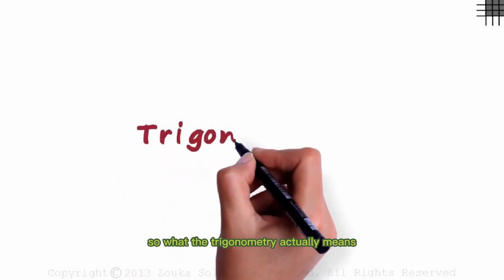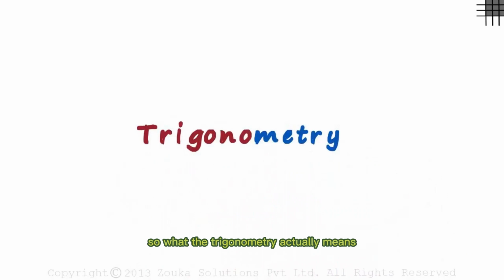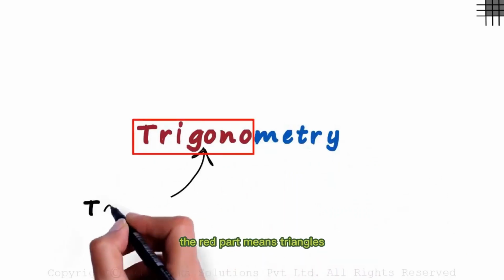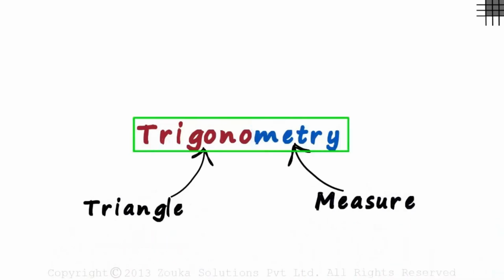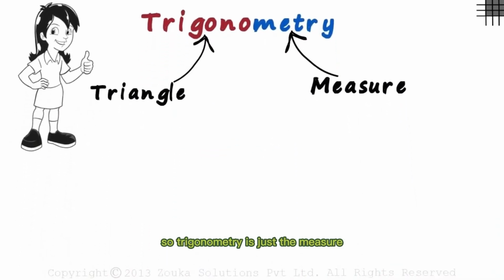So, what does trigonometry actually mean? The red part means triangles and the blue part means measure. So, trigonometry is just the measure of all the things possible in a triangle.